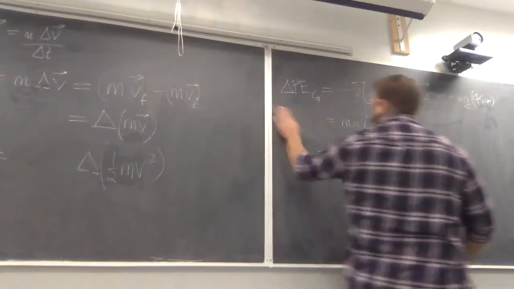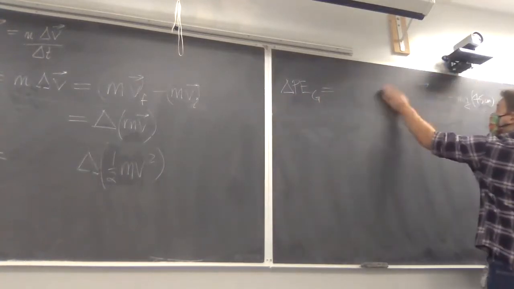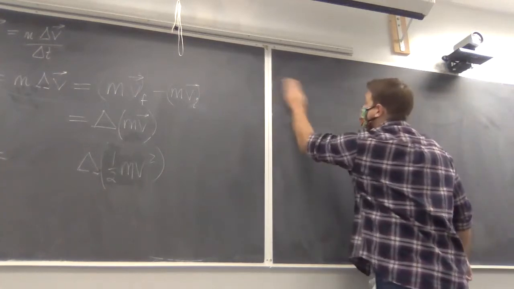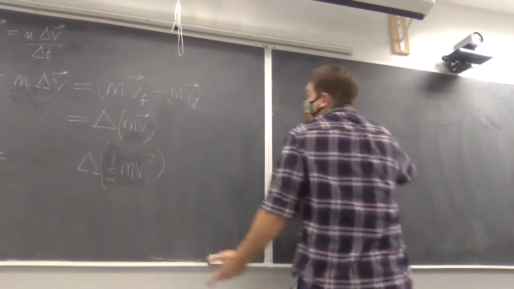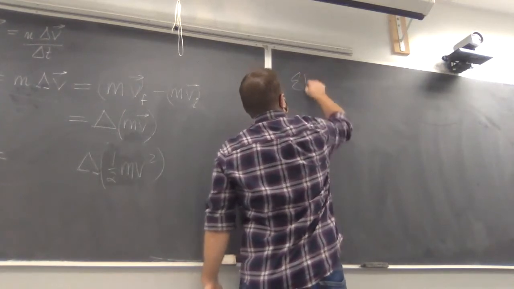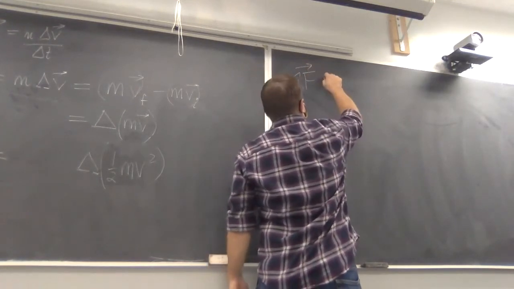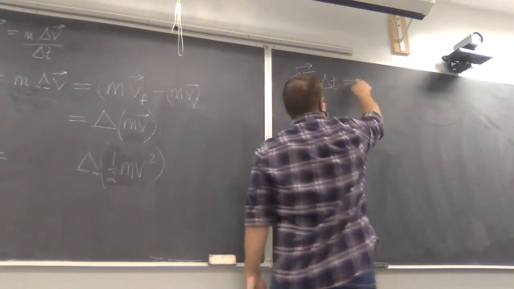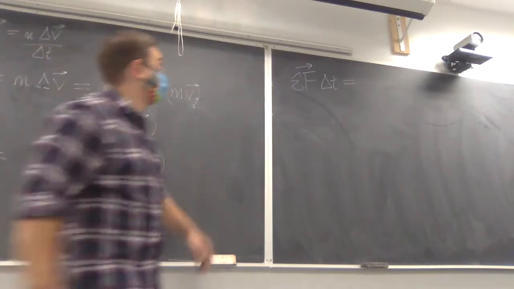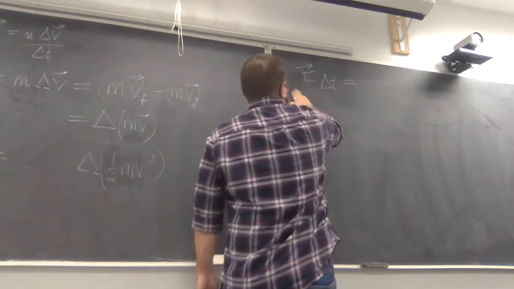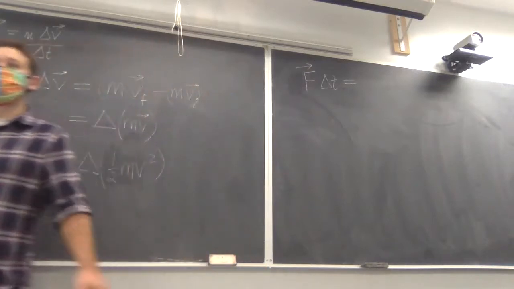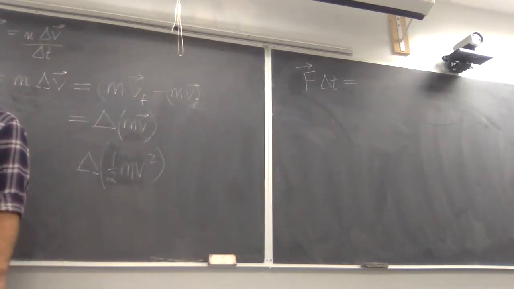So let's make some definitions. Let's just make some stuff up. As long as we're in this kind of thing, I'd like to call the product of net force over time. Actually, you know what? I'd like to go one step back. I'd like to call the product of force over time impulse.